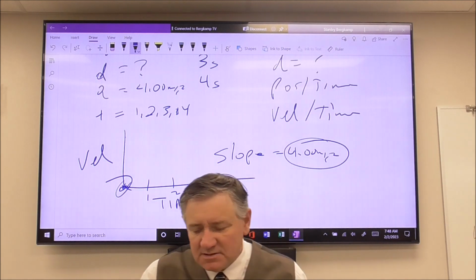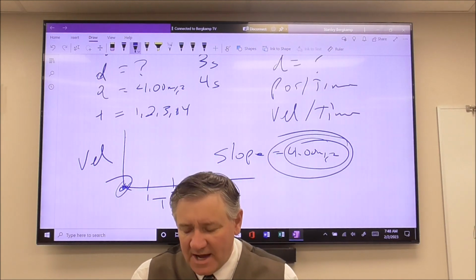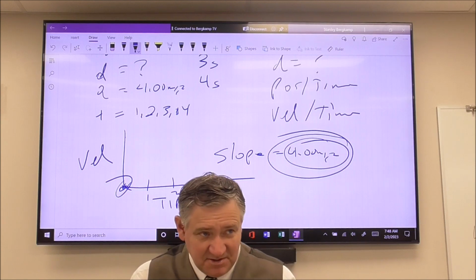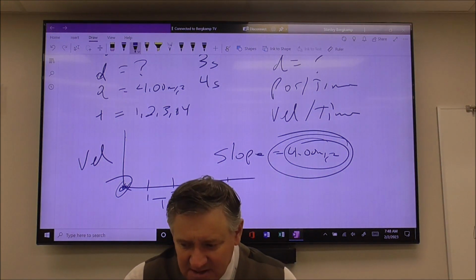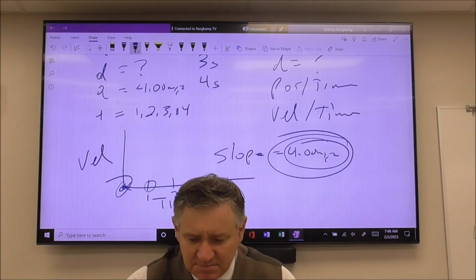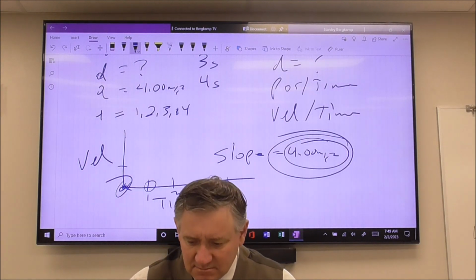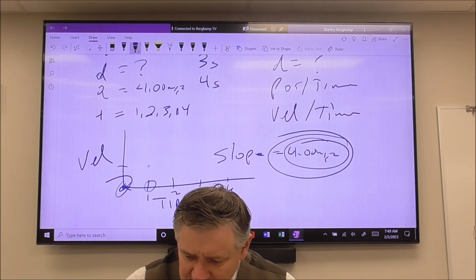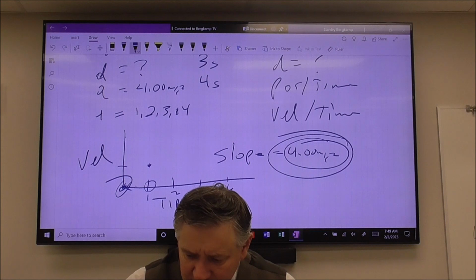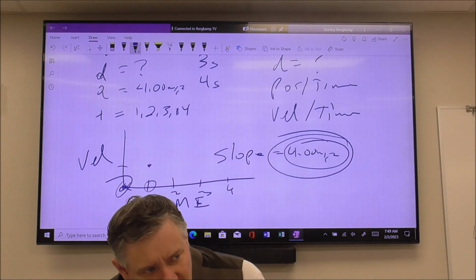Okay. So here's the million-dollar question. I'm going to start at 0. The slope of this line is 4 meters per second squared. So at the end of 1 second, what's my velocity going to be? It's going to be 4 meters a second. Fantastic. Okay. So at the end of 1 second, I'm going to be traveling 4 meters per second. That's what that acceleration is.